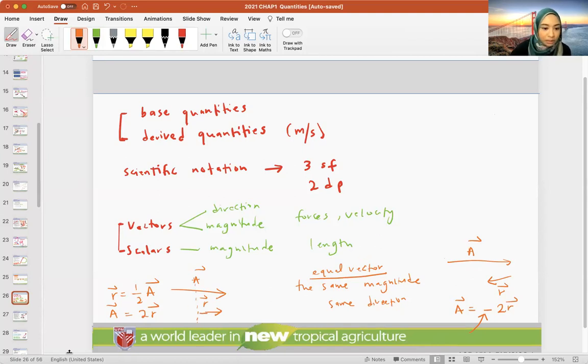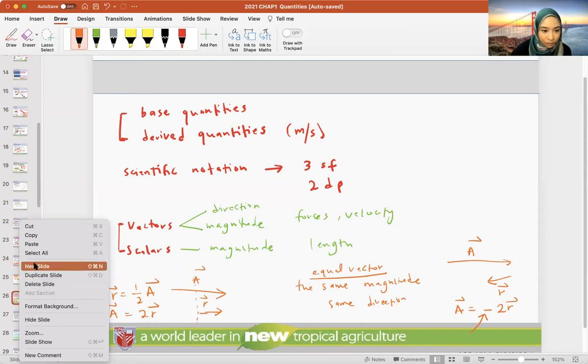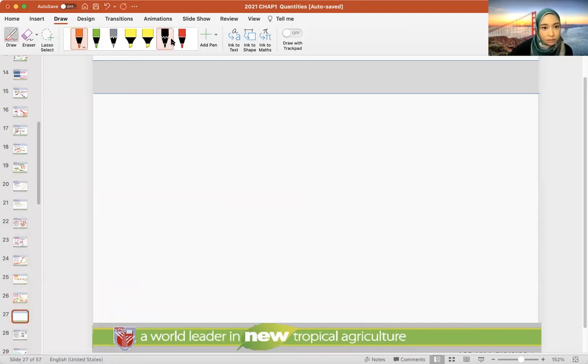And then we talked about addition of vectors. Okay, new slide. Addition of vectors: does it have to be the same direction for us to add vectors? Question, does it have to be the same direction to add them? No, they can be different directions.